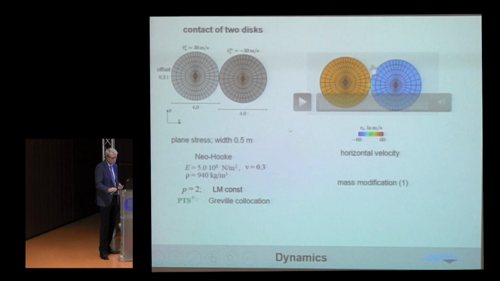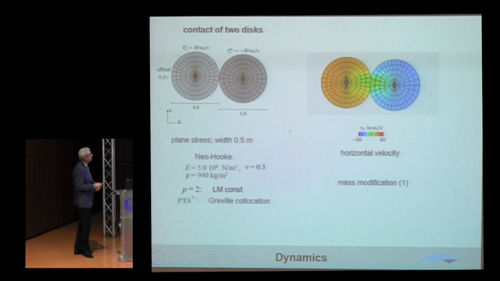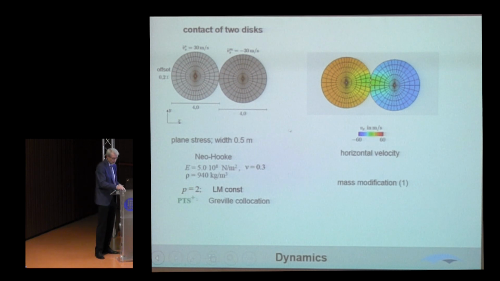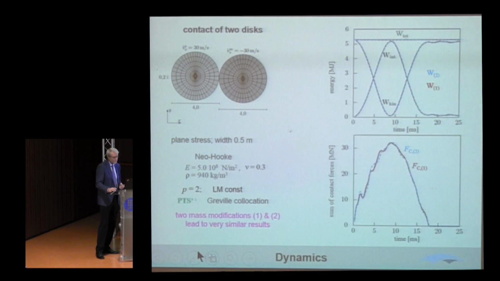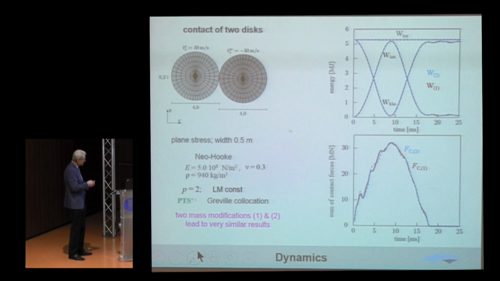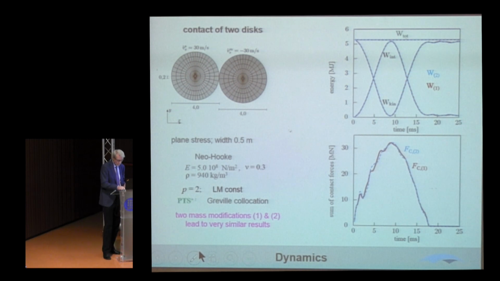Just the same thing has been investigated for these two colliding disks here, and then looking again at that scheme. Again, PTS plus is used here, Greville collocation. And you see here, if you look close enough, the energy in time, both come very, very close, and the same holds also for the sum of contact forces. Apparently, it's not so important what kind of distribution you are doing, but you have to do it.